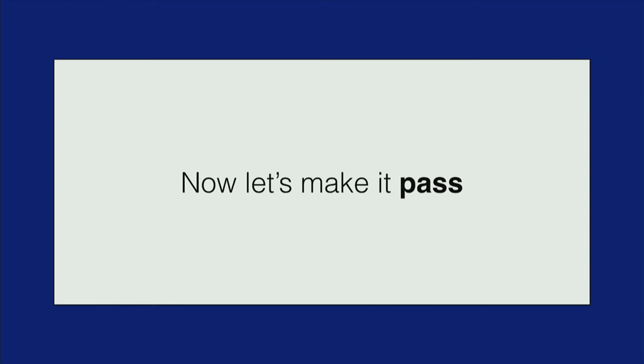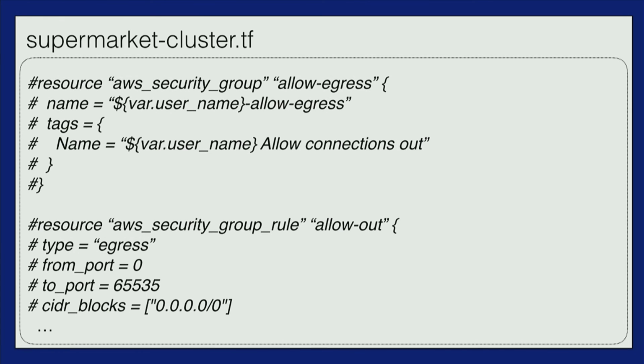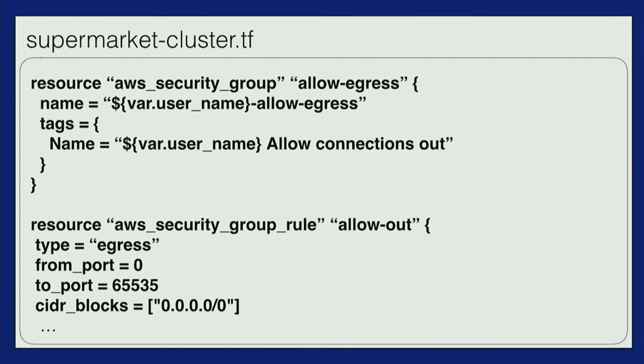Now the next step, now that we have a failing test, is to make it pass with our configuration code. So looking back at the config, let's go ahead and uncomment that allow egress security group and that allow out security group rule.